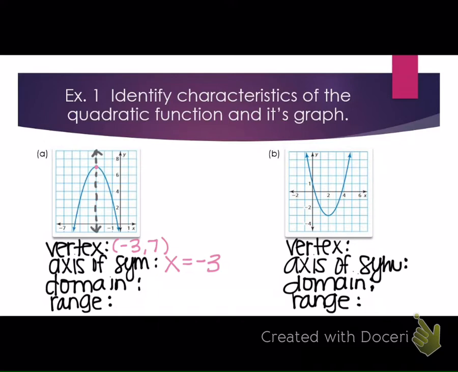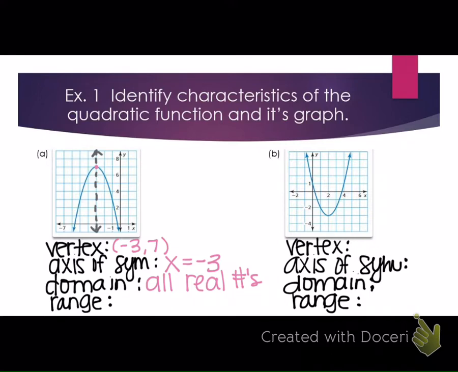Now, what's the domain? This one should be easy too. All real numbers. We know this because there are arrows on our parabola. And if there are arrows on our parabola, that parabola goes off in both directions forever and ever. So we have no idea what negative x value or what positive x value it's going to end on. So it is all real numbers.